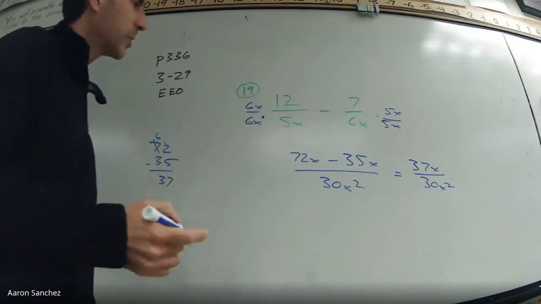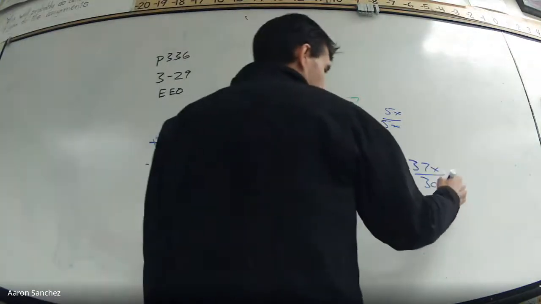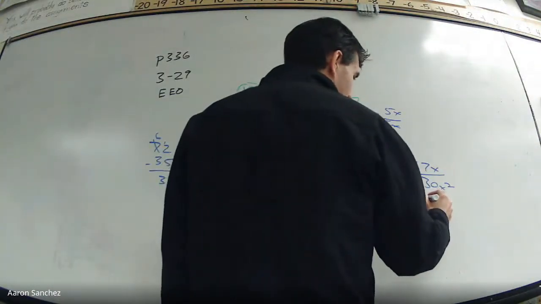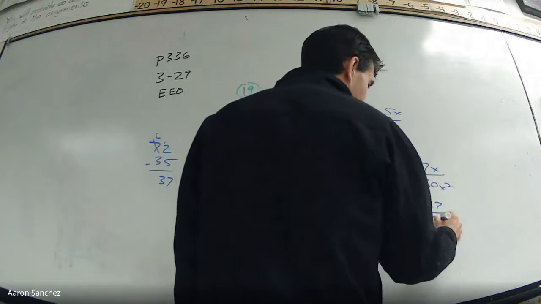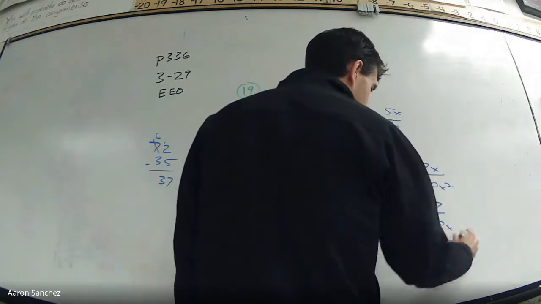Now I can reduce it, because when we talk about reducing fractions, the x is going to cancel out over 30x squared. And that's my final answer.